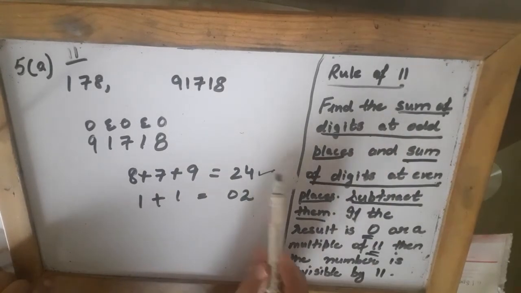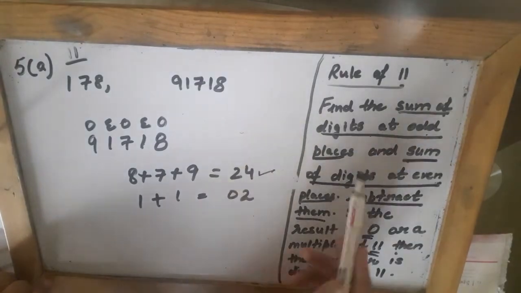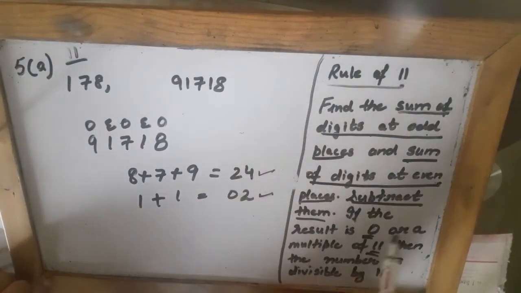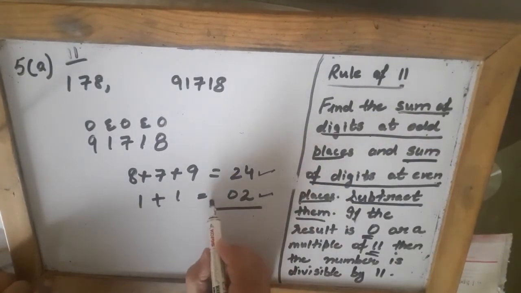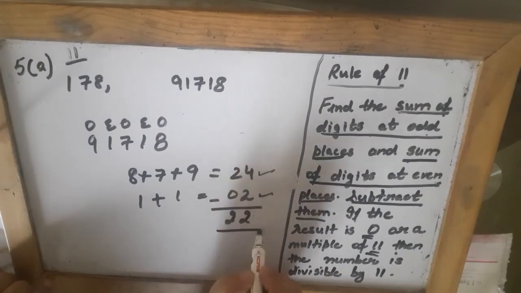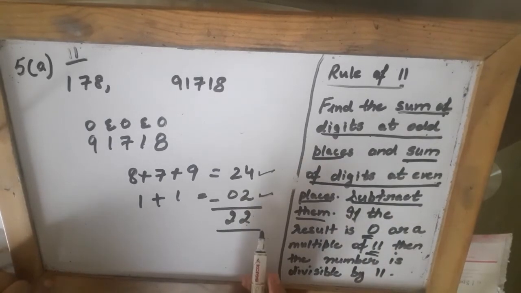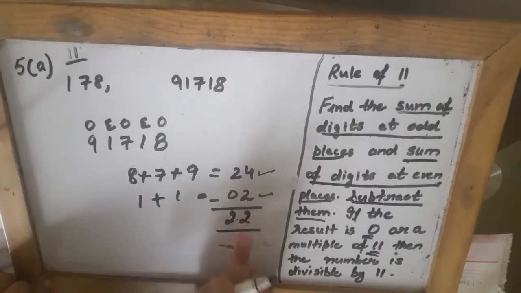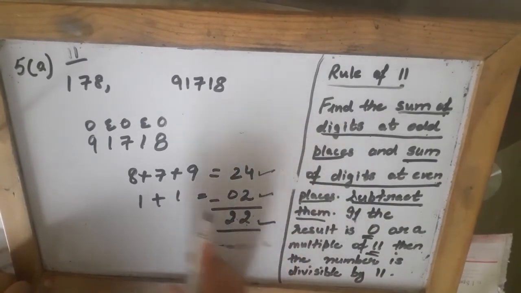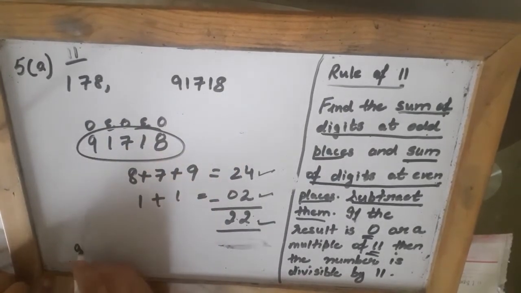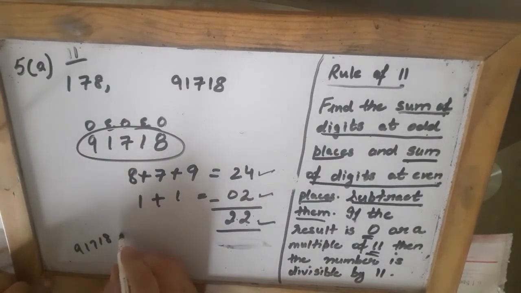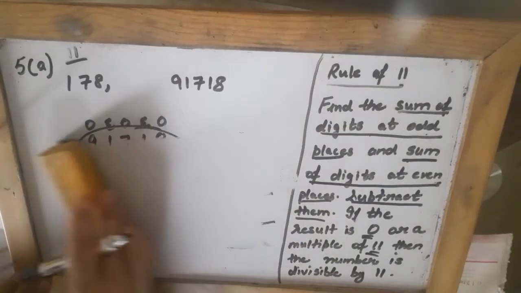Now I have taken out the sum of digits at odd places and the sum of digits at even places. Now I have to subtract them. So when I subtract, I get 22. Now is this 22 a multiple of 11? Is it divisible by 11? Yes, 11 times 2 is 22, right? So this 22 is divisible by 11. So it means that this number is divisible by 11.